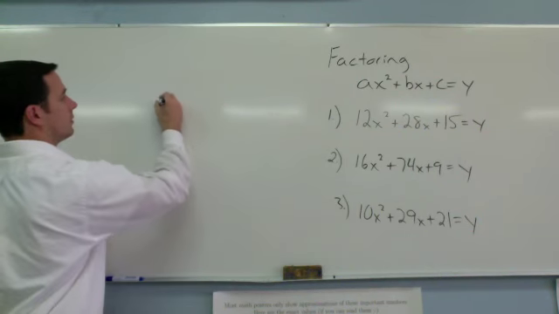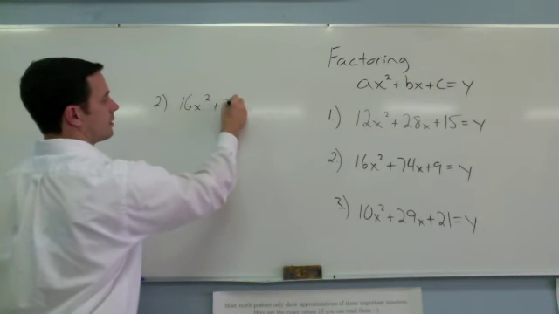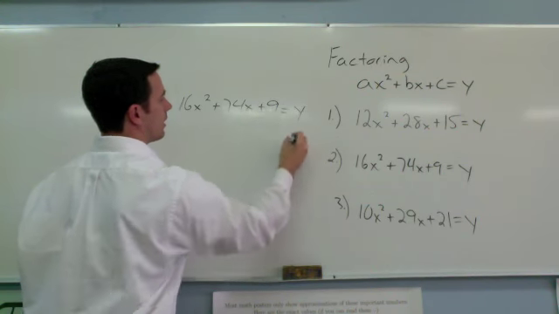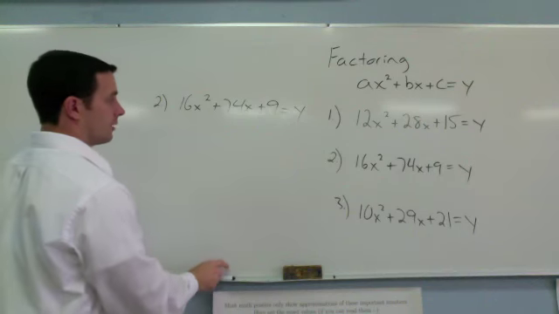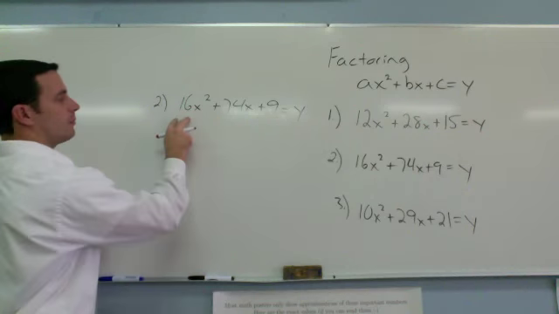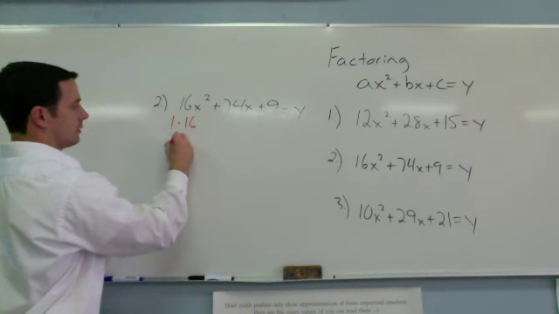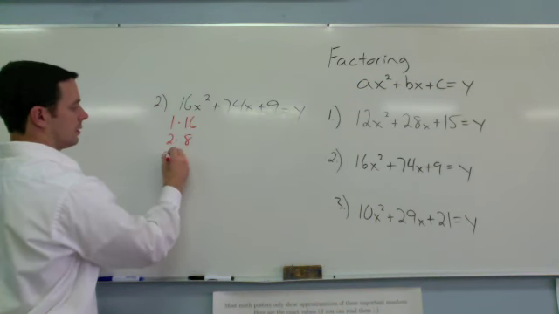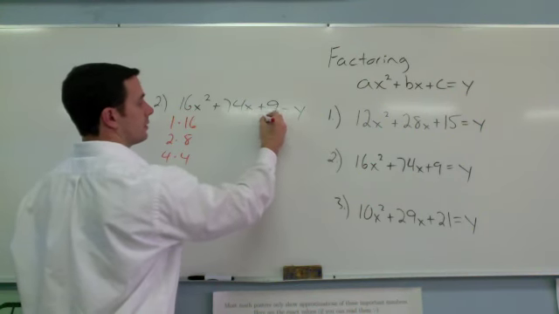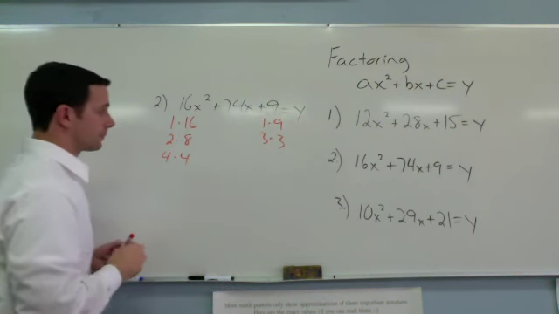So over to number 2. 16x squared plus 74x plus 9 equal to y. Again, first I take the 16 and I factor it into all the ways you can multiply to get 16. 1 times 16, 2 times 8, 4 times 4. Now, I do the same thing with the 9. 1 times 9, 3 times 3.